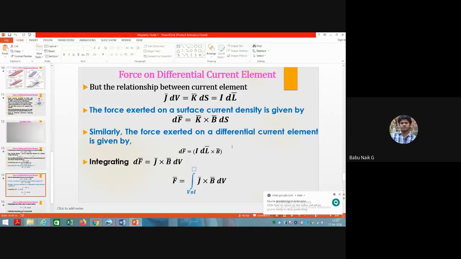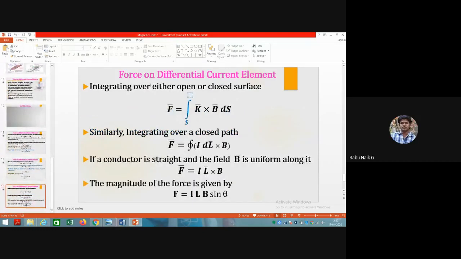In a similar way, you can calculate for a line, where the force is I dl cross B bar. Now, if you integrate this for the complete volume having distributed current, F is equal to the volume integral of J cross B bar dv. Similarly, integrating over the closed surface, F bar is equal to the surface integral of K cross B bar ds. And for a closed path, the line integral is I dl cross B bar.